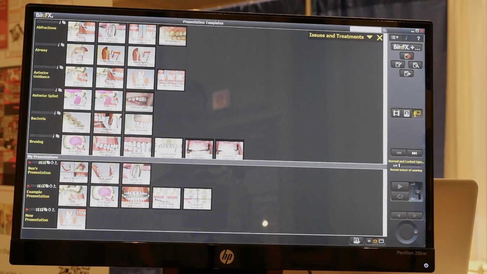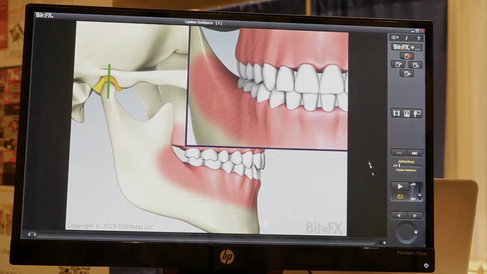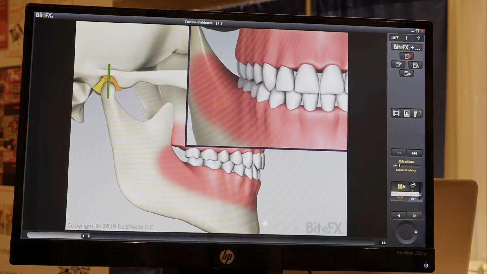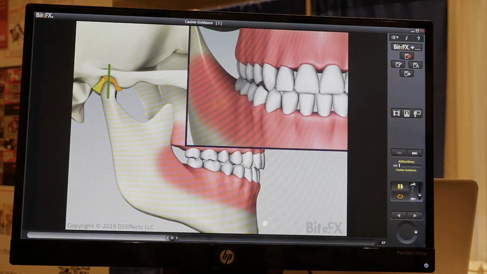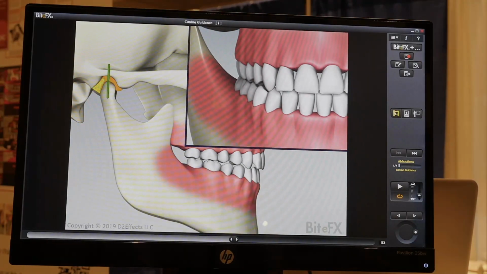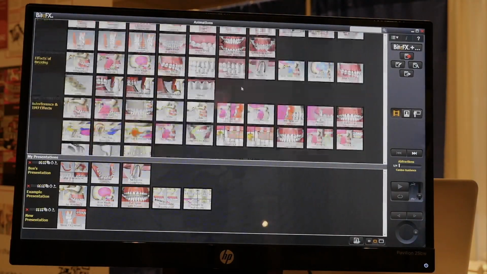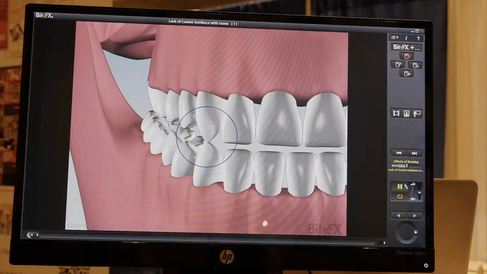And so if you have patients coming in with canine guidance problems, you can quickly show them what is canine guidance, and then talk to them about what happens when you lose canine guidance.